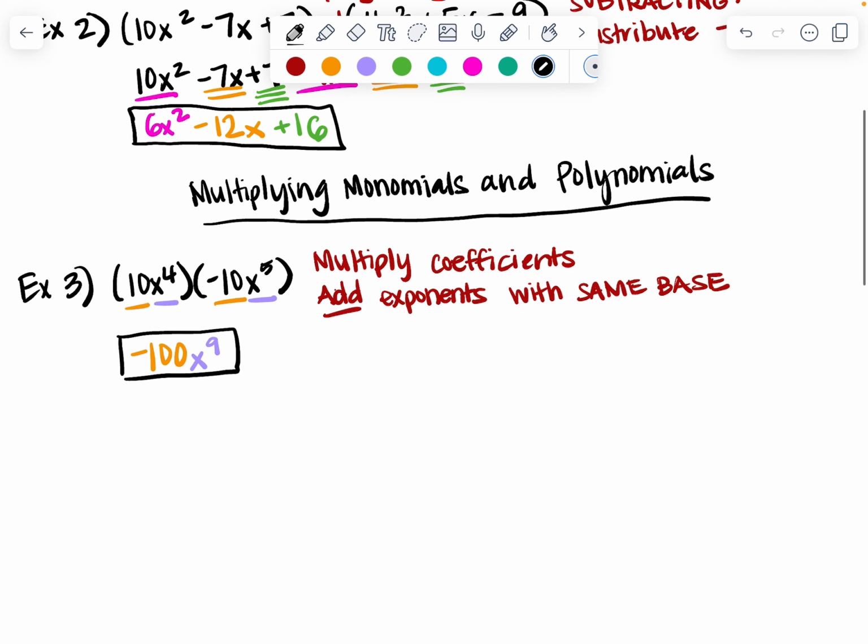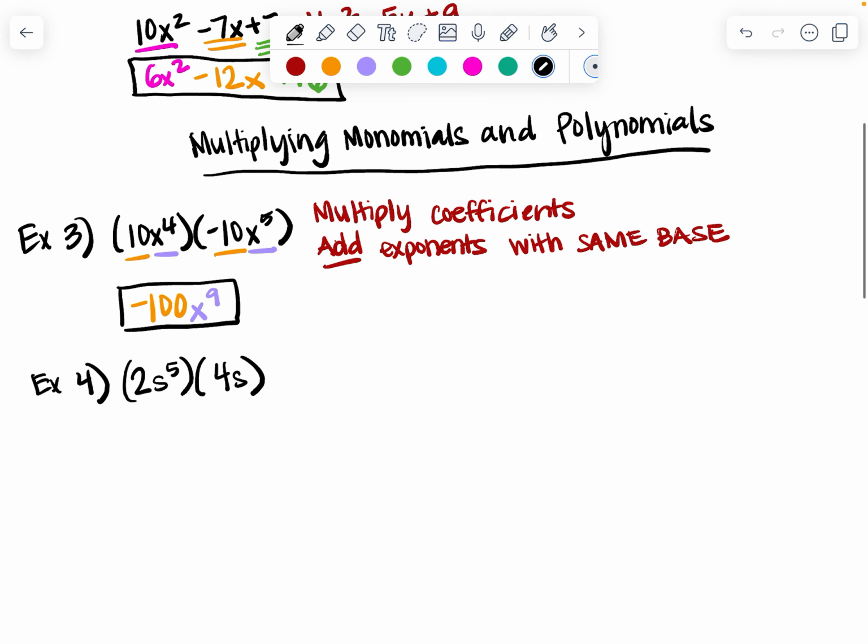Let's do another example. 2s to the power of 5 times 4s. So we can multiply 2 times 4, that's 8. Now when we multiply s to the power of 5 times s, you need to remember that a letter has an invisible 1 if there's no exponent there. So when you multiply, you have to remember to add that 1. This becomes s to the power of 6.